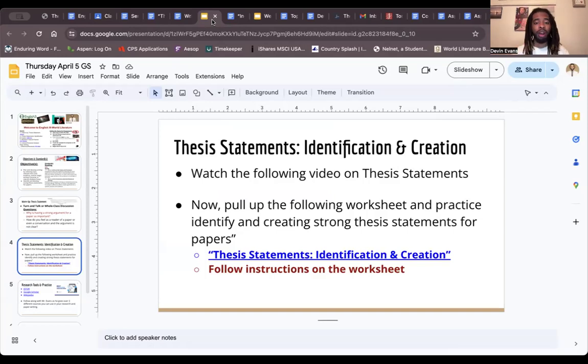But this part here is a part of research writing or any kind of paper of writing strong arguments or thesis statements. All right, peace.